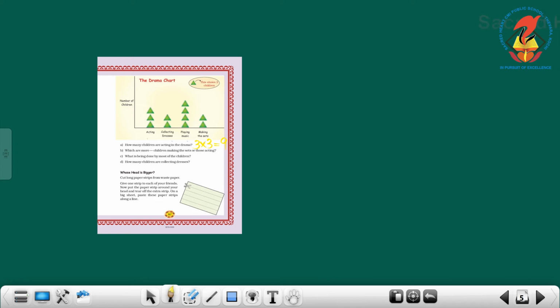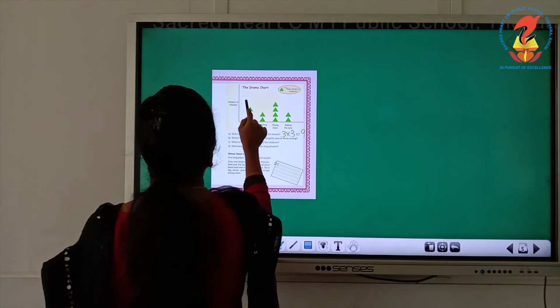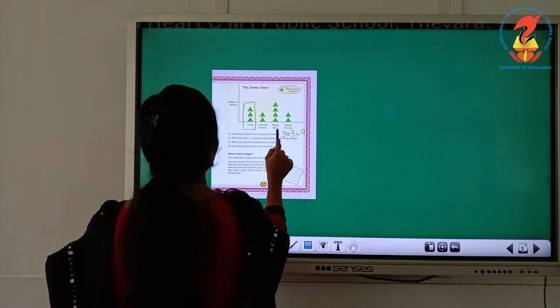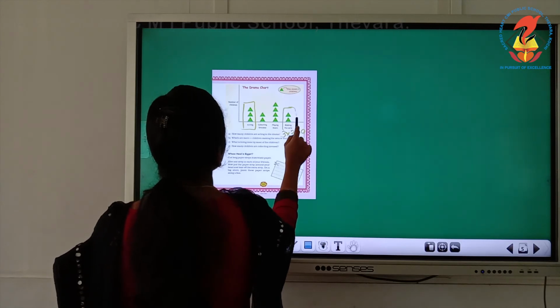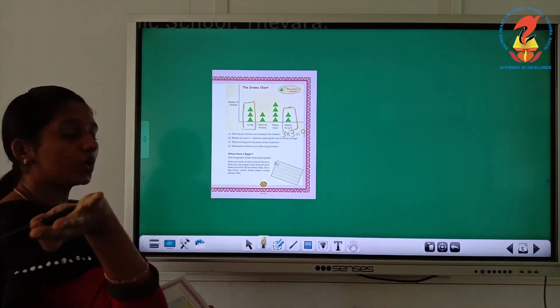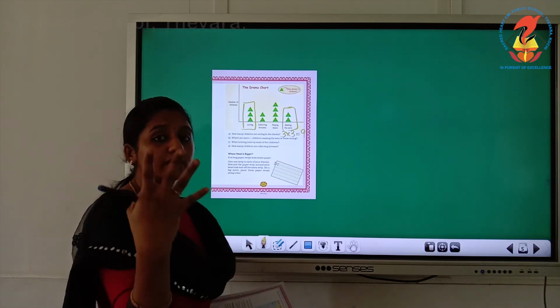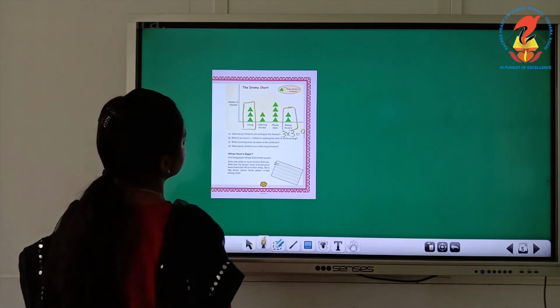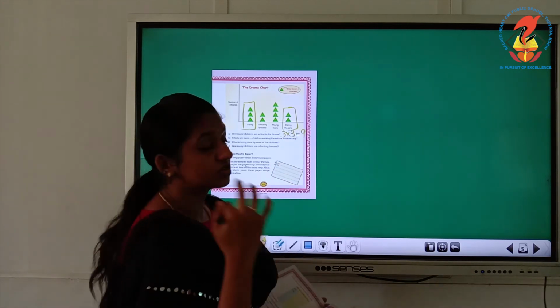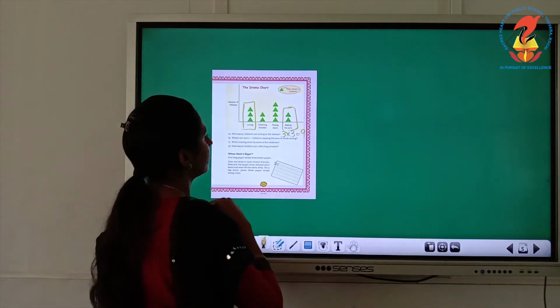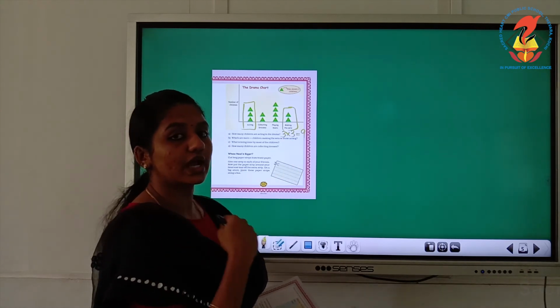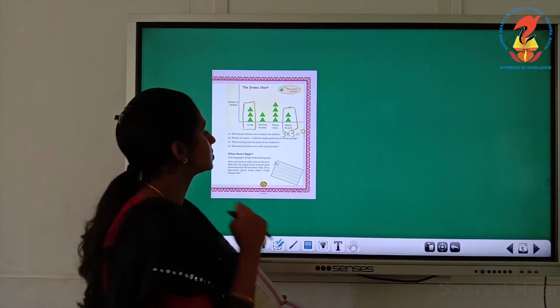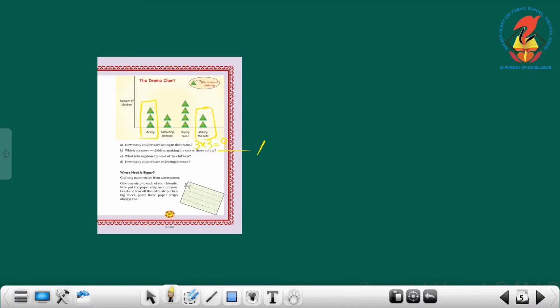So, second question. Which are more, children making the sets or those acting? We can analyze the acting portion. This is the acting and this is the making the set. Which are more means which is a greater number. Acting has 3 triangles, that means 9. Making the set has only 2 triangles, 3 twos are 6 only. So, acting is the most.